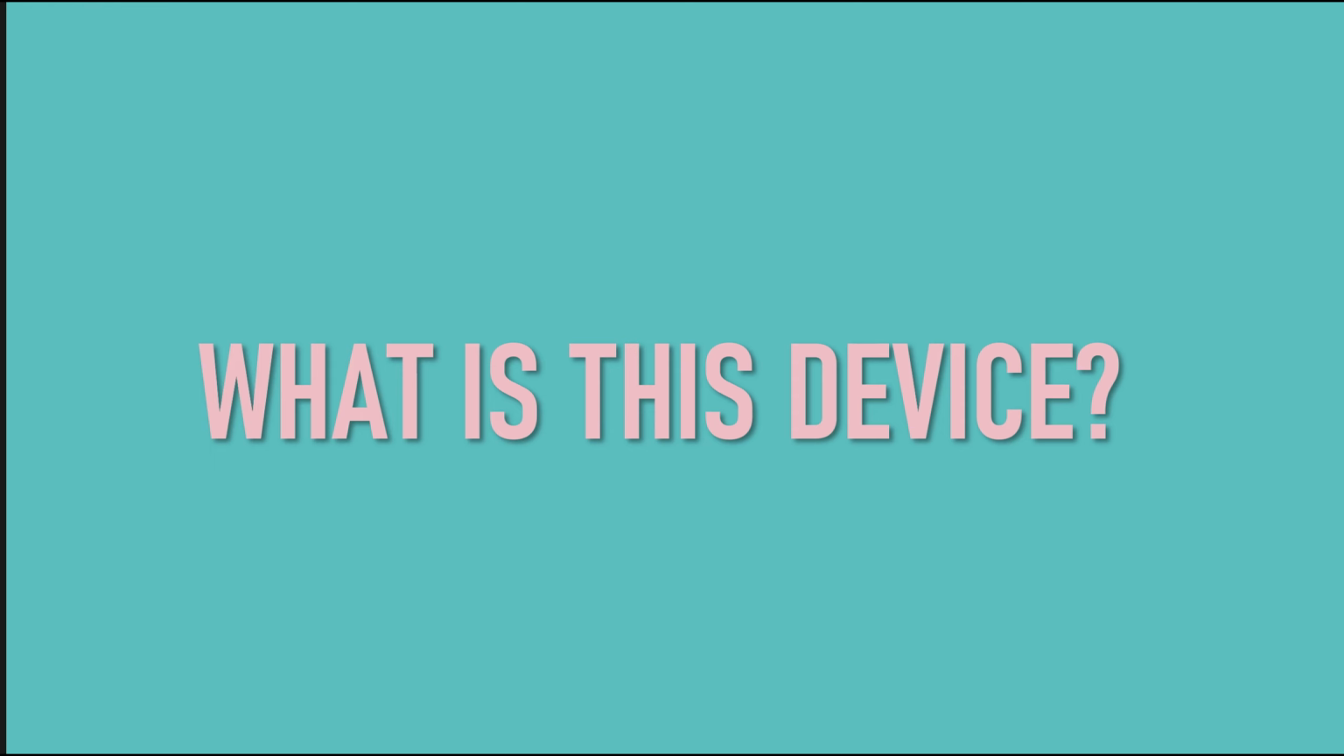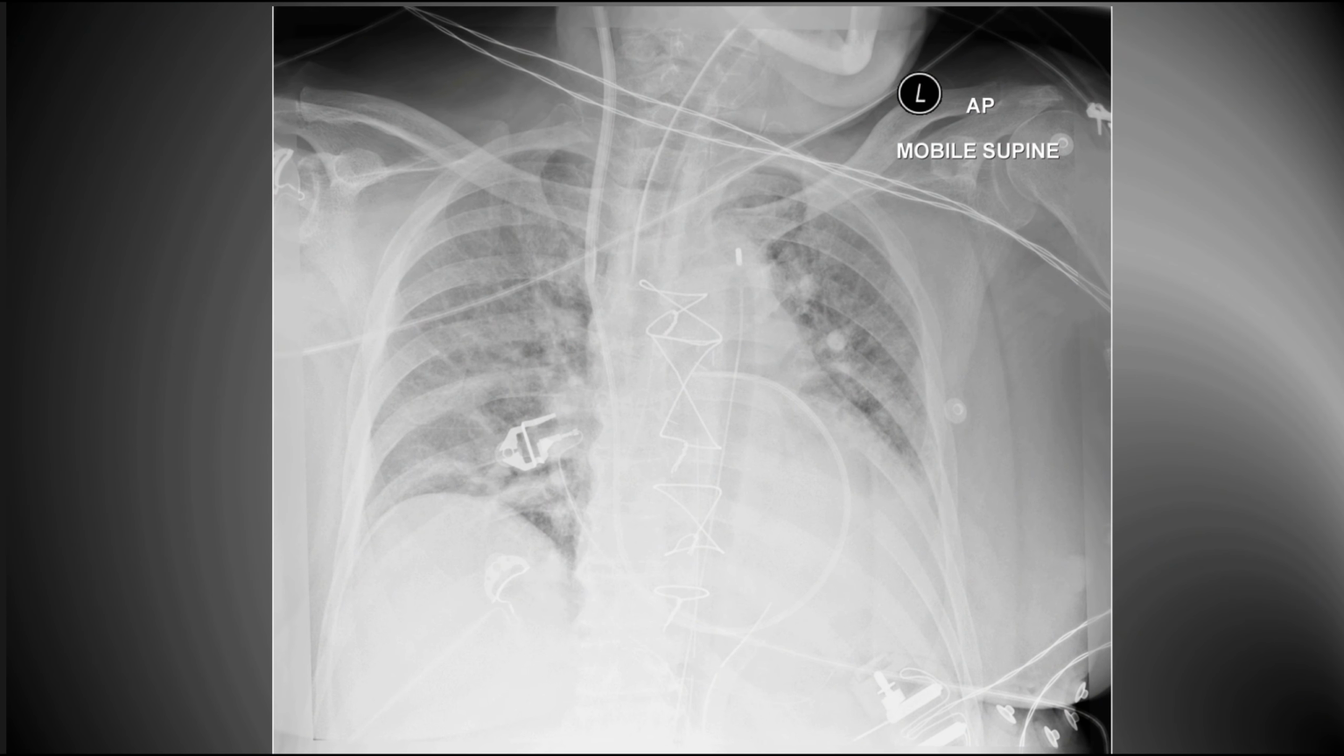What is this device? You can see this patient has a PA catheter. They also have an endotracheal tube in place, and they've had a sternotomy. So this is a post-operative cardiac surgery patient. But if you look carefully, you will see this line. And it ends in a radiolucent tip. What is this?